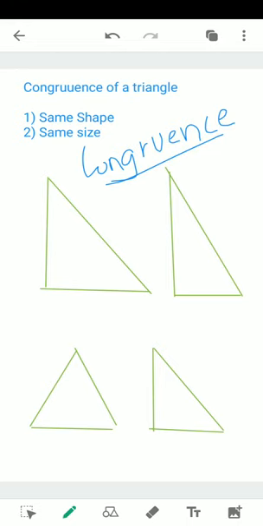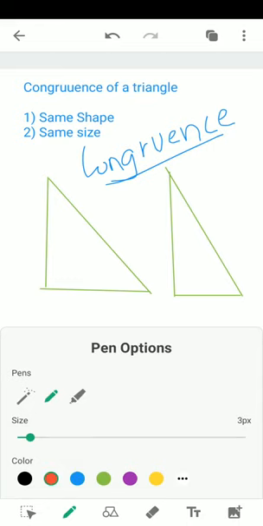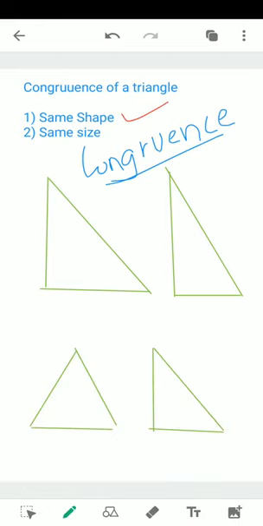Two triangles are said to be congruent to each other if they have, let me use a different color, the same shape and the same size. If you see the first diagram, they might have the same shape but they do not have the same size. In the second case, they might have the same size but they do not have the same shape. So these 2 triangles, we cannot say they are congruent to each other. For any 2 triangles to be congruent, they have to be of the same shape and the same size.